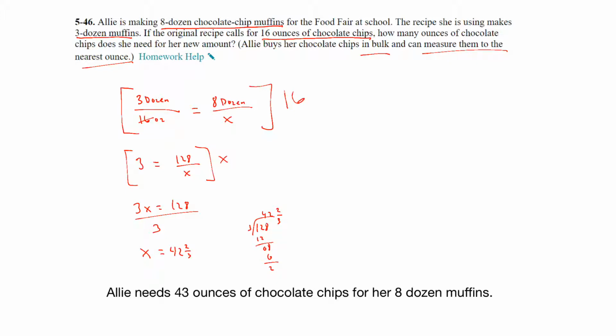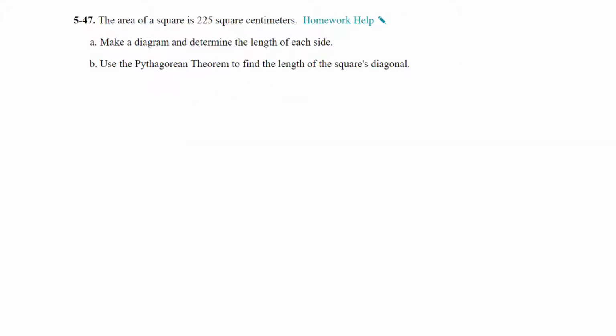And so make sure you answer that question. And like I said, we are going to round to 43 ounces based on the information at the end of the problem there. So Allie needs 43 ounces of chocolate chips for her 8 dozen muffins.